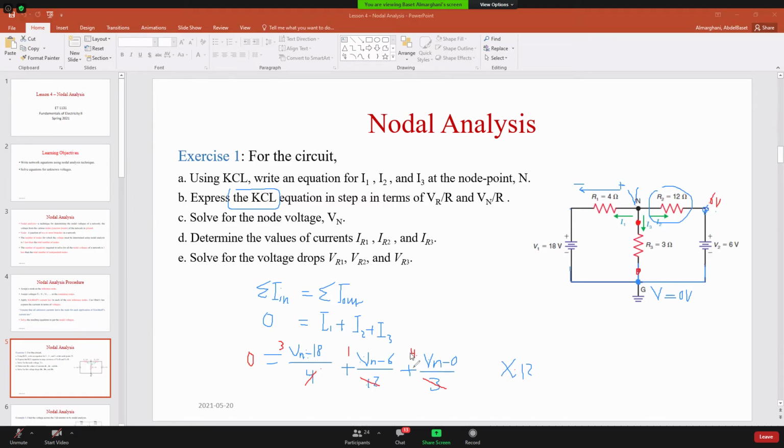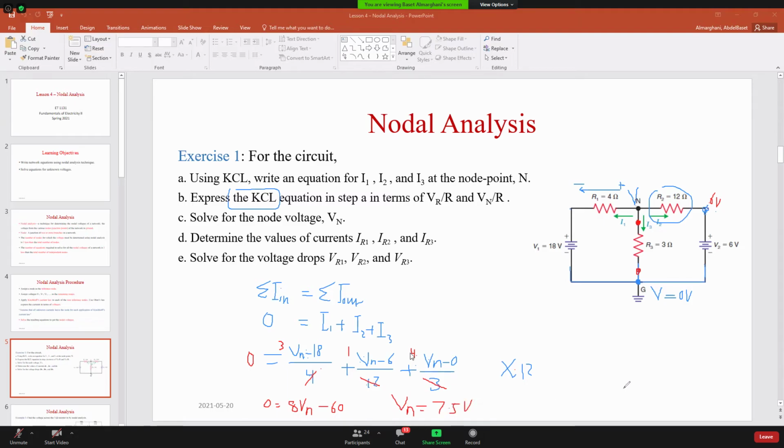Now I can simplify this one, 3 and 1 and 4, 8 Vn and 18, 54 times that minus 60 equal to 0. So Vn, you can solve the equation the way you want, it's up to you, equals 7.5 volt.